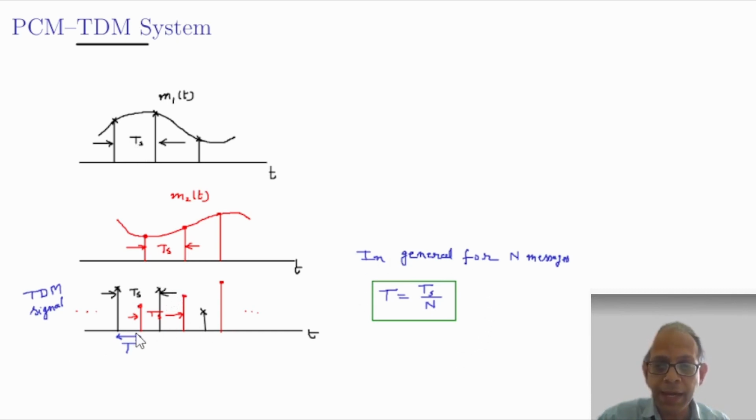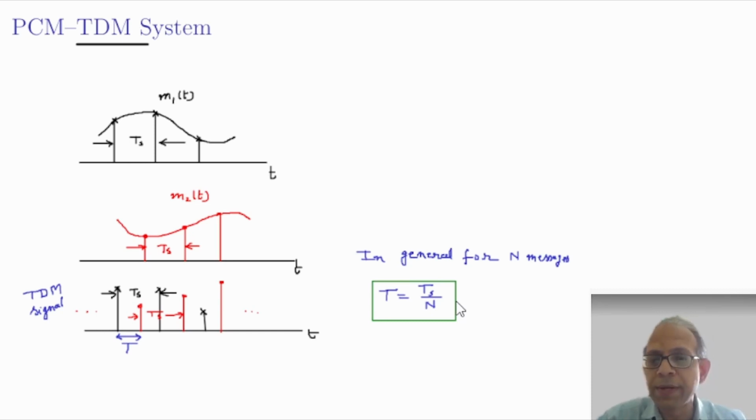and clearly the time gap between two successive samples is reduced, which is T equal to Ts by N, and that is how we effectively utilize the channel for a higher amount of time. So we get time efficiency this way.